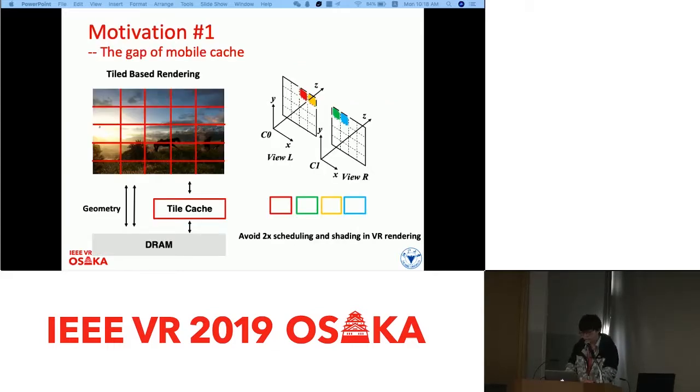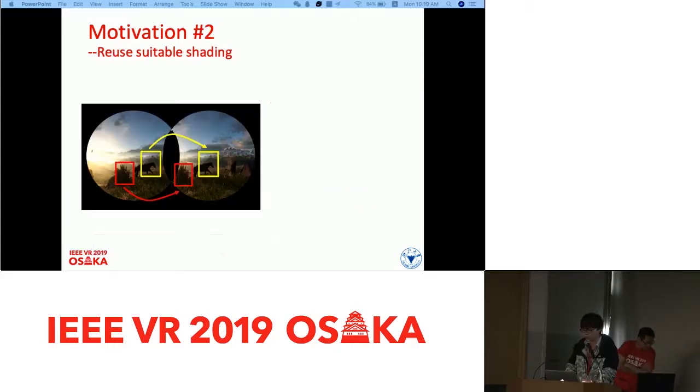First is the gap of the mobile cache. For the efficiency of bandwidth, most of the mobile GPUs use tile-based rendering. That is, the image is divided into small regions, namely tiles. At each time, the mobile GPU loads data for one tile into on-chip cache and performs the rendering. So our pipeline should consider the per-cache I/O and avoid two times of the scheduling and the shading in VR rendering. Here shows our second motivation.